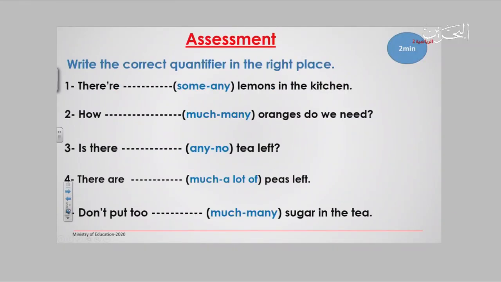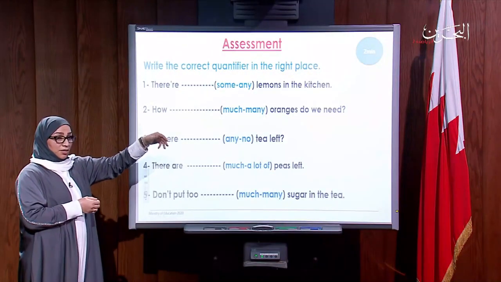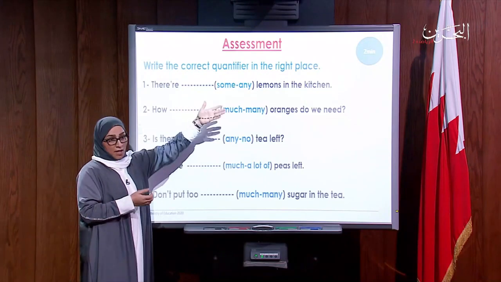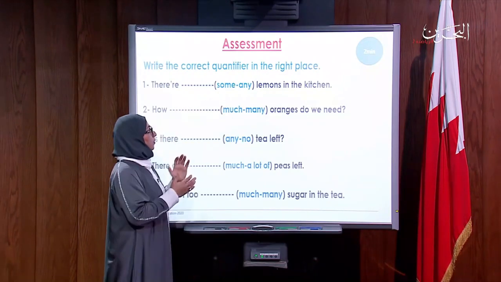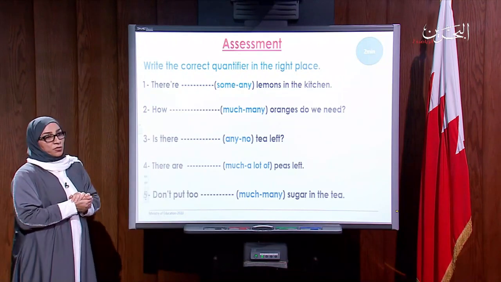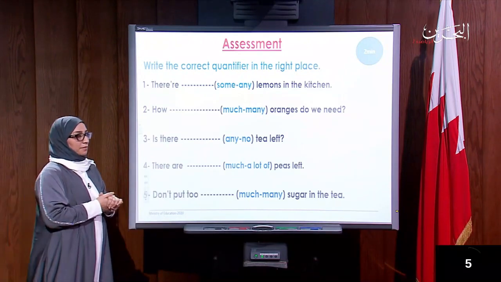Now, assessment. We had lots of practice together. Write the correct quantifier in the right place. You have 5 sentences, and I gave you 2 quantifier words. Choose the right quantifier in the right place. You have to check if your noun is countable or uncountable, and also if your sentence is positive, negative, or interrogative, which is a question. I'll give you 2 minutes to do this assessment.